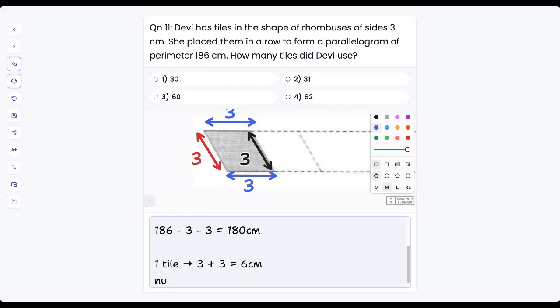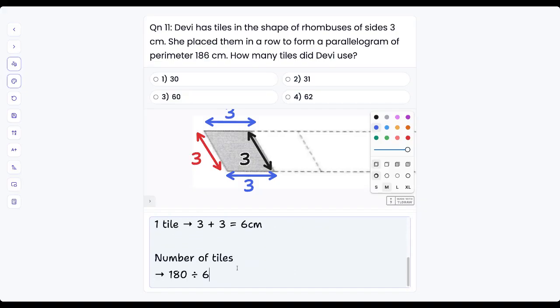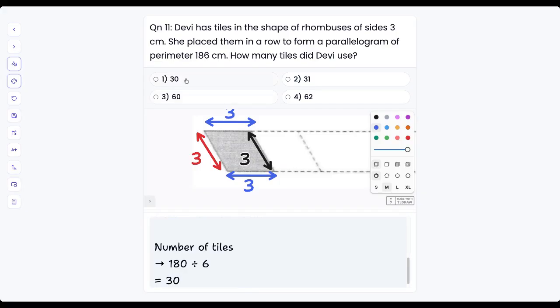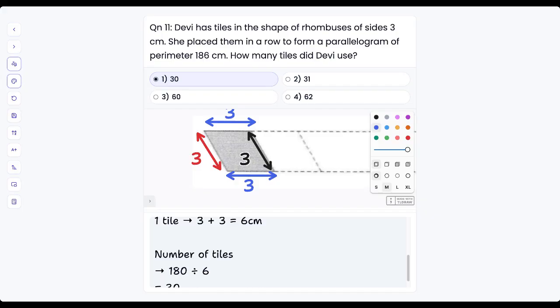So then the number of tiles is equal to 180 divided by 6, right? Because we divide 180 centimeters. So 180 divided by 6 is equal to 30 in this case. So the answer to this question is 30 rhombuses to create a perimeter of 180 centimeters. All right, there you go.